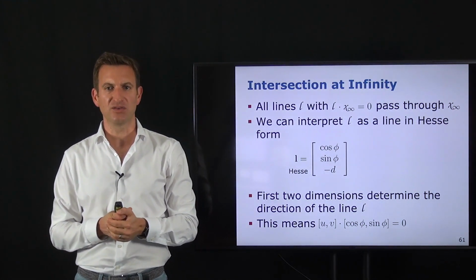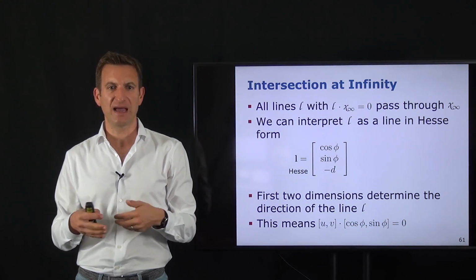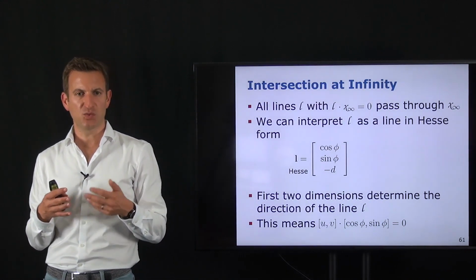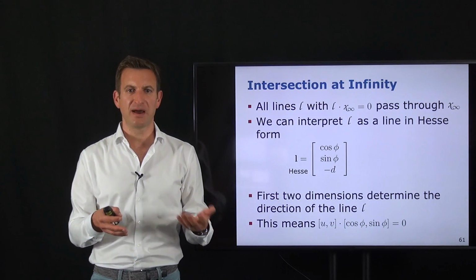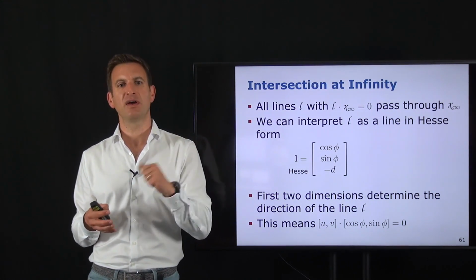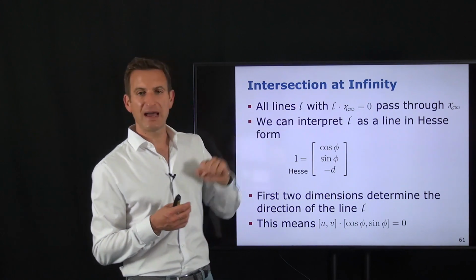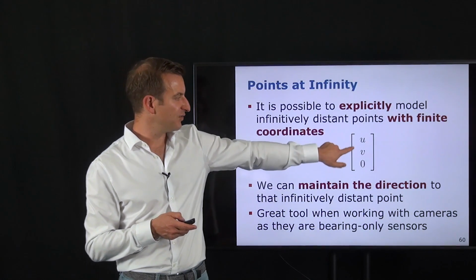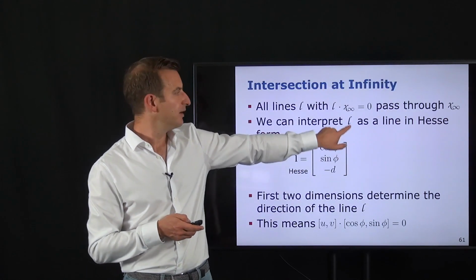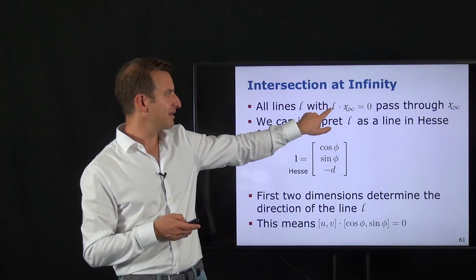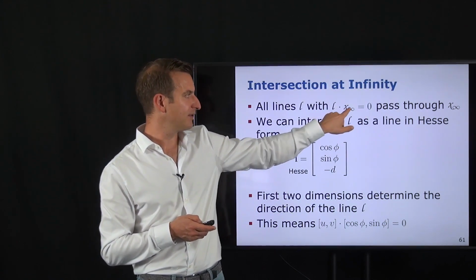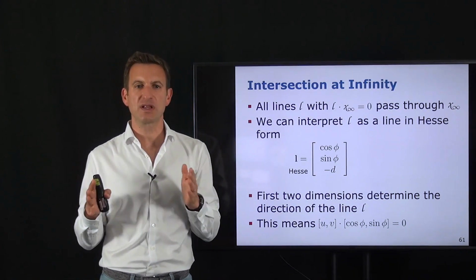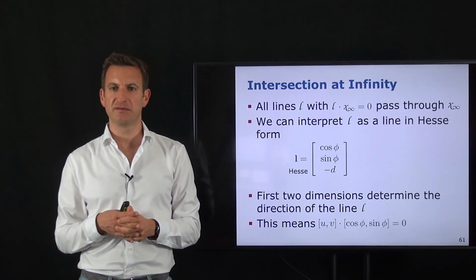The next thing that I want to look into is which lines actually intersect at that point which is infinitely far away. In order to do this, we can use the tools that we just derived by checking if a point lies on a line. So we are interested in all lines L that intersect with this point x infinity. Again, x infinity was (u, v, 0). So the question is now which lines intersect at that point which is infinitely far away.